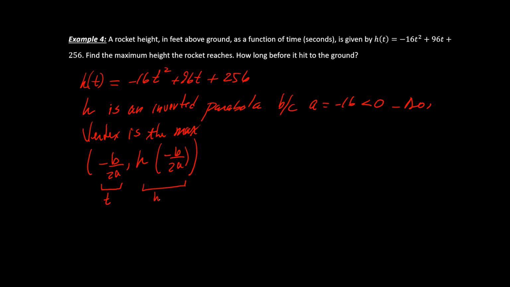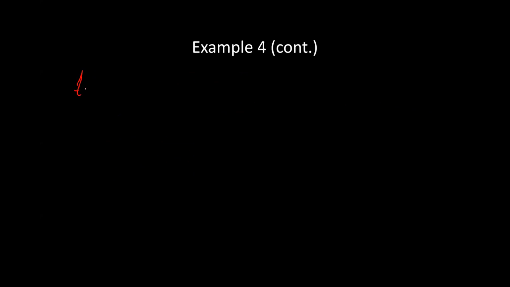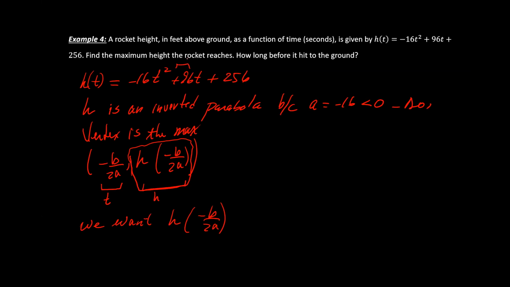So let's go ahead and find the time. We have to find the height that the rocket reaches. In other words, we want h at negative b over 2a. What's negative b over 2a? Here's t for the vertex. It's negative b over 2a, negative. B, this is b in this case. And this is b right here. This is a. Okay? So b is 96. Okay? And a is negative 16.